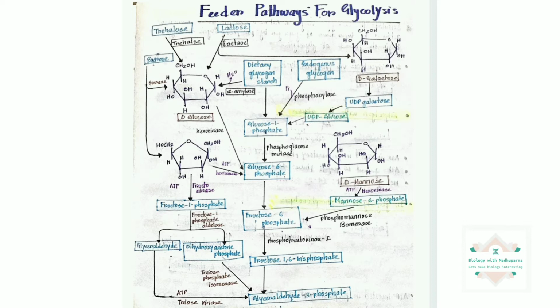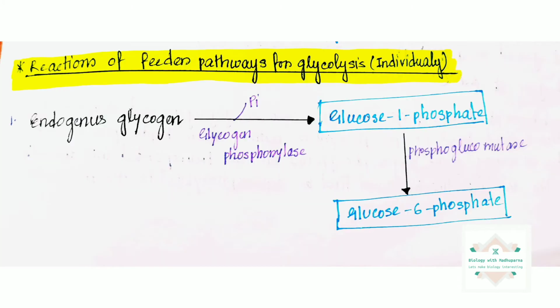So this is the overall diagram of feeder pathway. So first we will be breaking it down, I know it looks a little complicated. So first what we will do, we will break it down step by step, and then I will explain it so that it will be easy for you to understand and memorize. So let's start. The first pathway which we will be looking at is that of endogenous glycogen. So how endogenous glycogen enters into the glycolysis, that we will see.